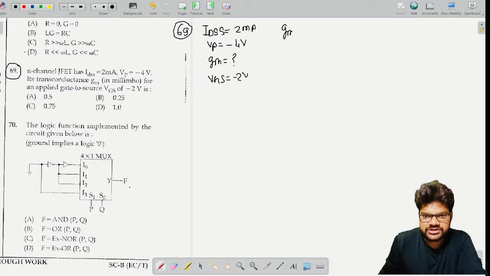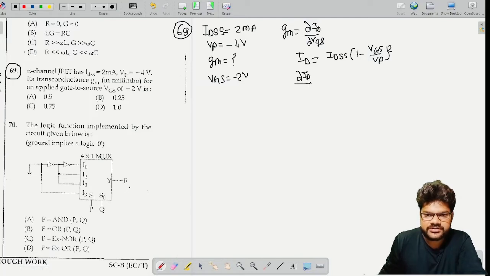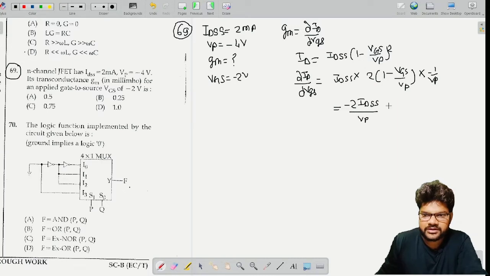Okay. So we know GM is del ID divided by del VGS. And for JFET ID we know this is IDSS times (1 minus VGS by VP) whole square. So let us differentiate this ID with respect to VGS. If we differentiate this, we will get IDSS, it is constant, and then 2 times (1 minus VGS by VP), and another term will be minus 1 by VP. So this is going to be minus 2 IDSS by VP times (1 minus VGS by VP), right.